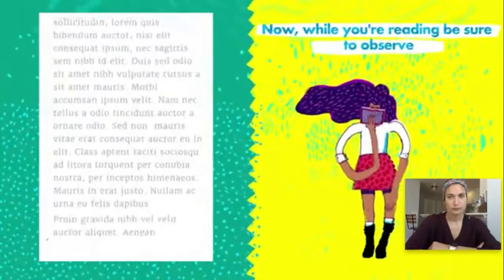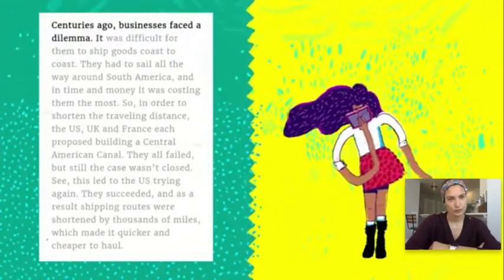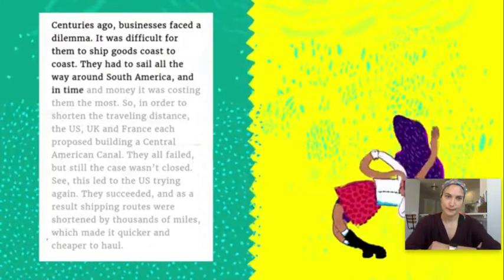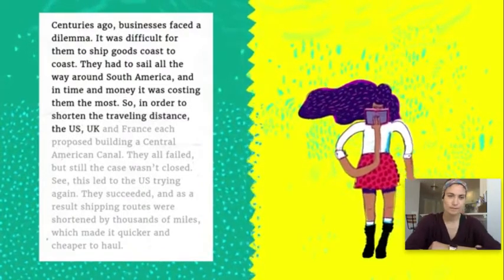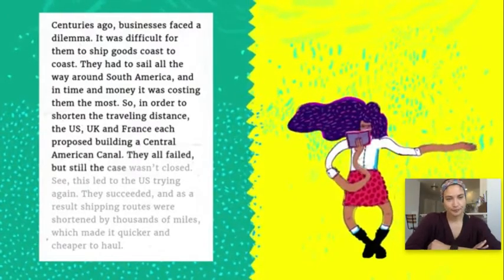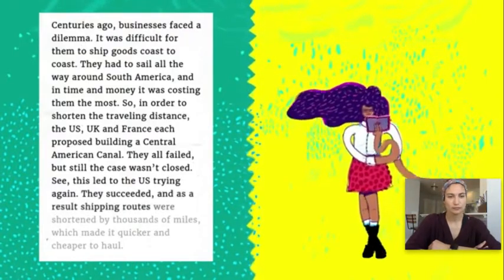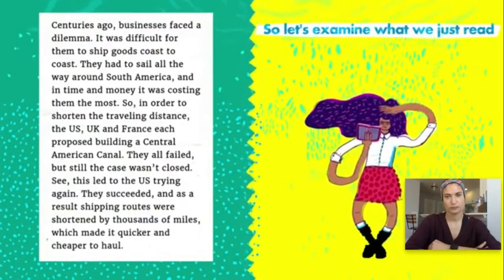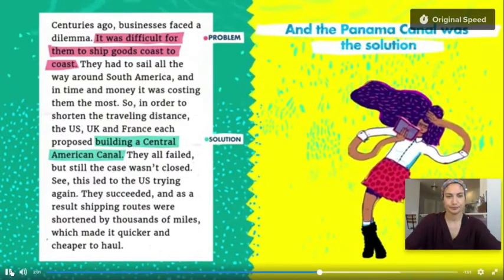Now, while you're reading, be sure to observe all the hints and clues, aka signal words. Centuries ago, businesses faced a dilemma. It was difficult for them to ship goods coast to coast. They had to sail all the way around South America. And in time and money, it was costing them the most. So, in order to shorten the traveling distance, the US, UK, and France each proposed building a Central American canal. They all failed, but still the case wasn't closed. See, this led to the US trying again. They succeeded, and as a result, shipping routes were shortened by thousands of miles, which made it quicker and cheaper to haul. So let's examine what we just read. The problem was the time and the cost, and the solution was the Panama Canal.